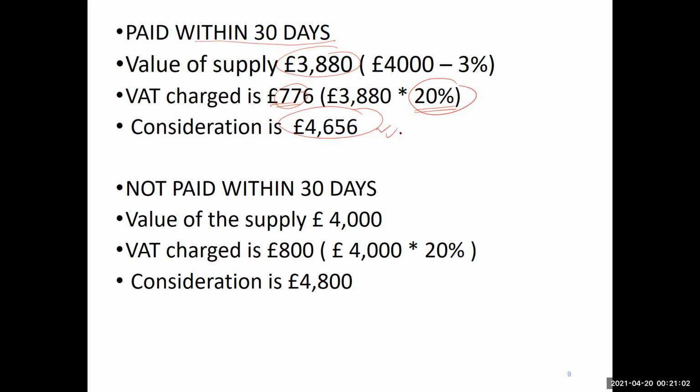But if I don't take advantage of the discount within the 30 days, what does it mean? It means my taxable supply, the value of it, will still be 4,000, and I apply my 20% to it, giving me 800. So the consideration becomes 4,000 plus 800, giving us 4,800.